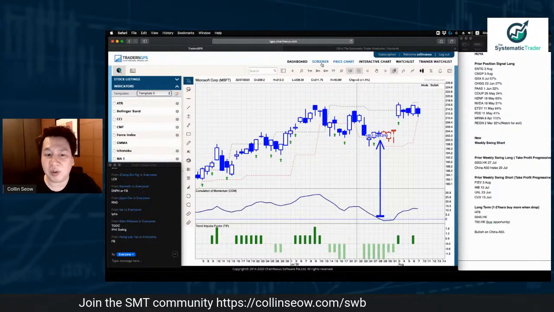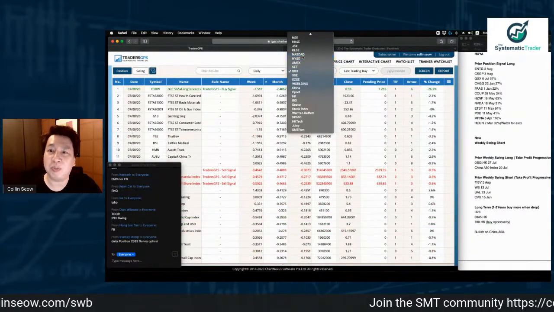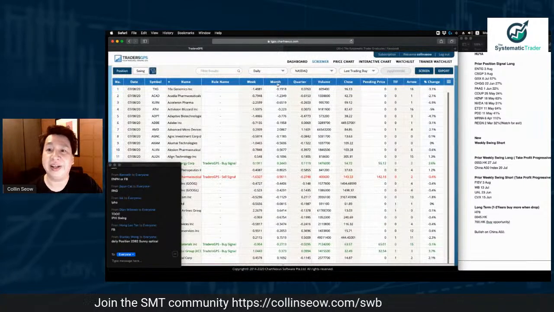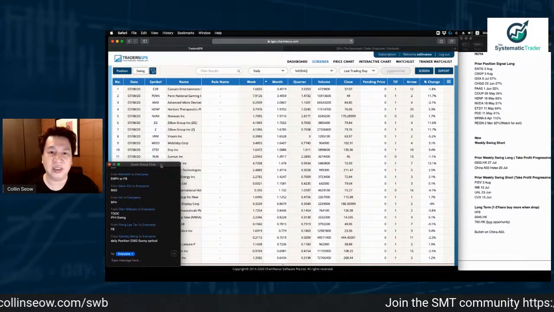We have a way to rank it, to find the best opportunity. If it's not the best opportunity, then don't trade it. So we have a way to rank it to see which one is the strongest stock.